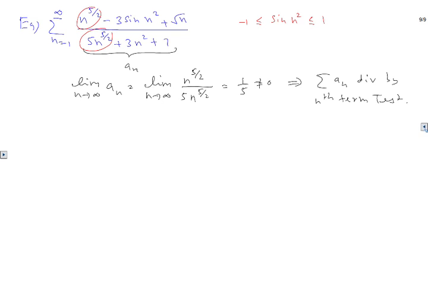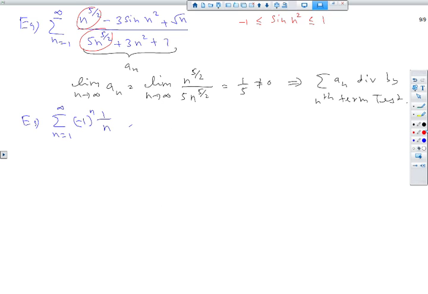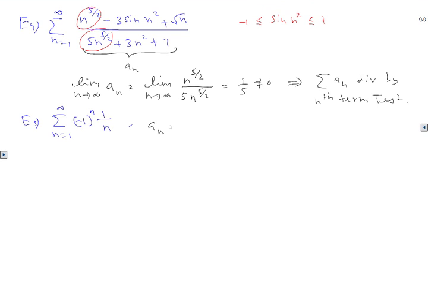How about this one? We have the example sum from n equals 1 to infinity of (-1)^n times 1 over n. In this problem, an equals (-1)^n times 1 over n. You know that this goes to 0 as n goes to infinity. So that term goes to 0. But what do you know about this series? The series converges. We can show that using the alternating series test. The series converges, but the test doesn't say anything.